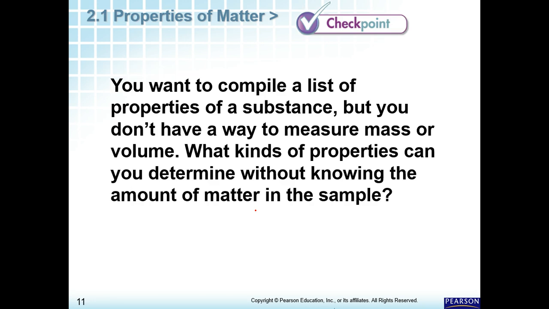Here's our first checkpoint question. It says you want to compile a list of properties of a substance, but you don't have a way to measure mass or volume. What kinds of properties can you determine without knowing the amount of matter in a sample? Remember, the two that we just learned about were extensive and intensive. Extensive depends on the amount, and intensive depends on the type.